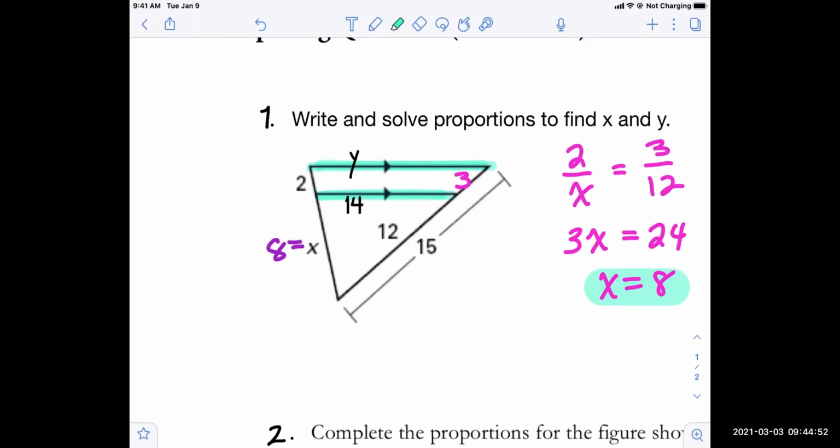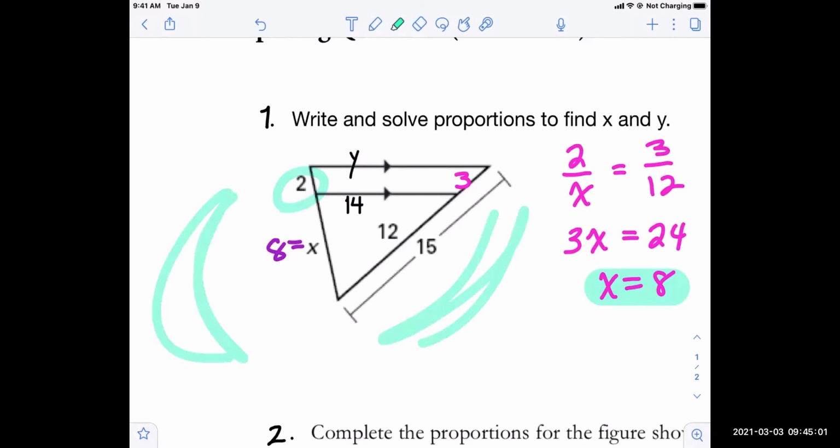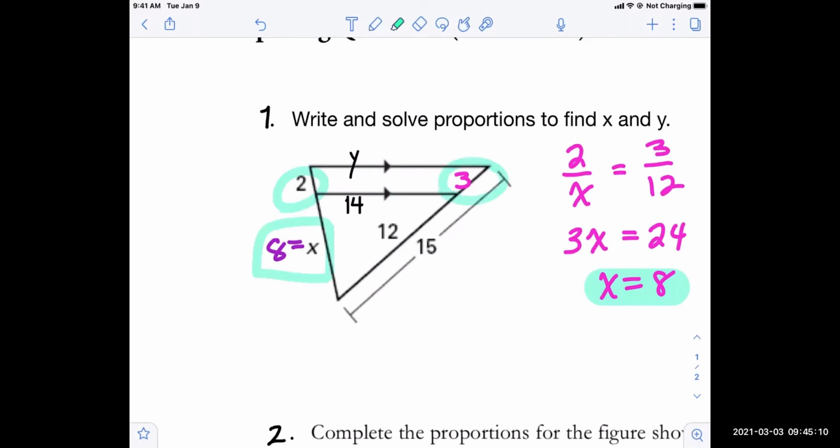When you use 2 in your proportion, if you've got a proportion that has the 2 in it, then that means you've got to be stuck on the sides here. You can't use the y and the 14. So if you use 2, you could say 2 is to 8 as 3 is to 12.